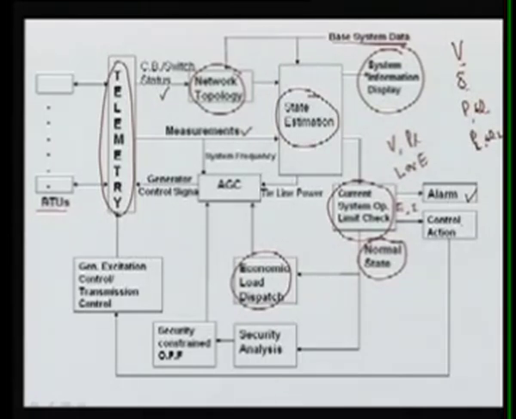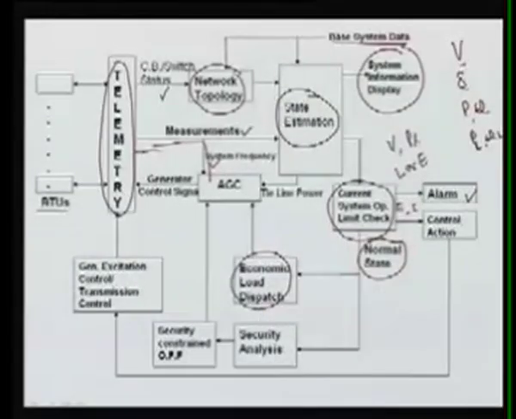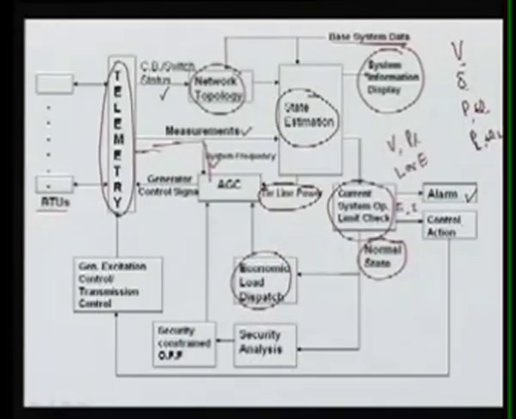For AGC, we require various information. The first one is your system frequency, that is measured from the system, from RTUs, and also we require the tie line power flows. Because our system may be connected with other neighboring systems, the tie line power flows are also required in the AGC. We also require our present settings of the generators, and we require the security constraints from the OPF. Then finally we solve our automatic generation control.